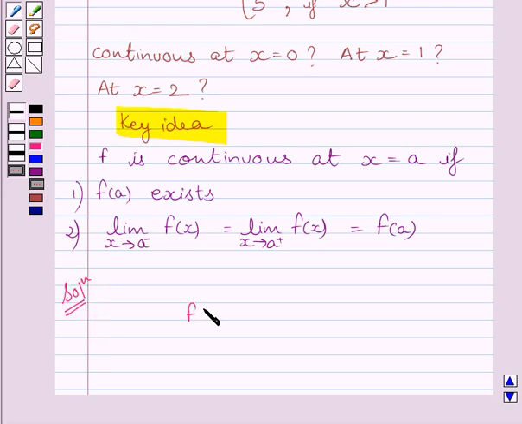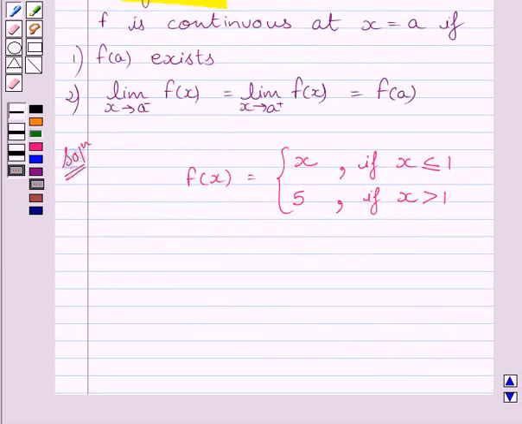We know f(x) = x if x is less than or equal to 1 and f(x) = 5 if x is greater than 1. Now clearly we can see function f is defined at all the values of x less than 1, greater than 1 and equal to 1. So we can say function f is defined at all the real numbers.